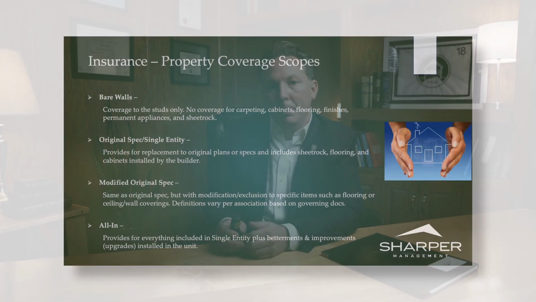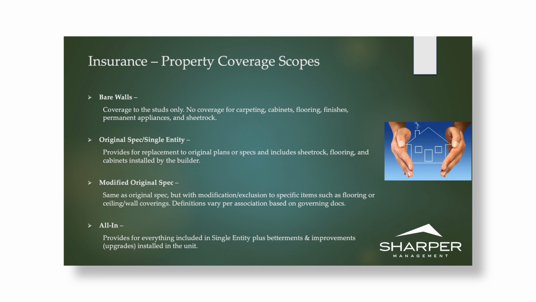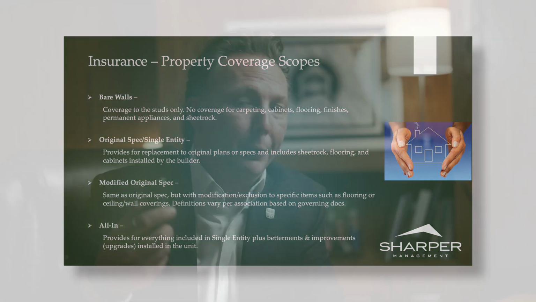But the first type, which is probably the most rare, would be a bare walls policy. So a bare walls policy covers pretty much just the shell of the building. So if it were a townhome, it would cover the roof, it would cover the siding, but it might not cover anything inside of that. It might cover maybe framing, but it's not going to cover sheetrock, it's not going to cover flooring, it's not going to cover finished items inside of the unit. It just covers the shell of the building. Again, pretty rare, but they do exist.